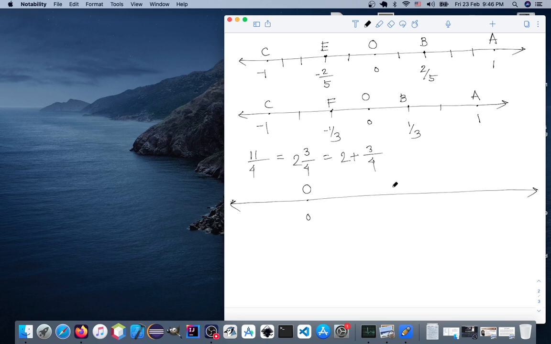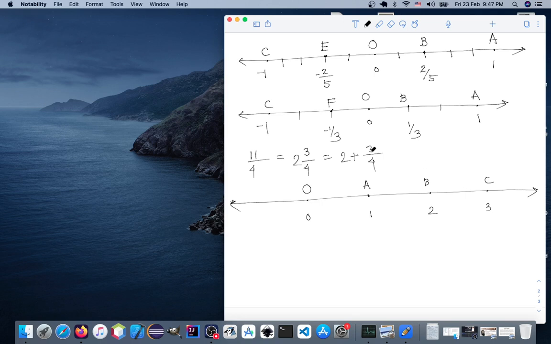Now this point A is at unit distance from O, so this is 1, and B is also unit distance from A, so this is 2. And here we have another point C, unit distance from B. So this is 3. So 2 plus 3 by 4 is definitely a value between 2 and 3.